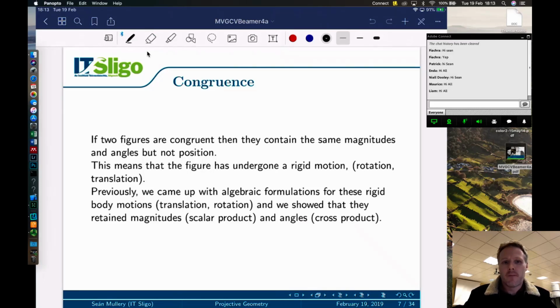Previously we came up with algebraic formulations for these rigid body motions, such as translation and rotation, and we showed that they retained the magnitudes, such as the scalar product, and the angles via the cross product. And of course we also showed, via the triple product that came after it, that we retained the volumes in 3D objects. Okay, so if something is congruent, that's just a mathematical term for the rigid body motions that we have.